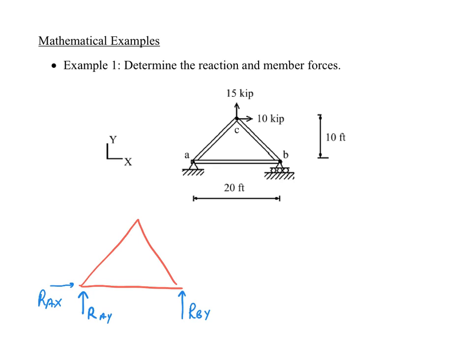Then finally, we have the 15 kip load acting at the top and the 10 kip load acting to the right. So, how many unknowns do we have right now? We've got RAX, we've got RAY, we've got RBY, so 3 unknowns. So if I want to solve for 3 unknowns, I need 3 equations.